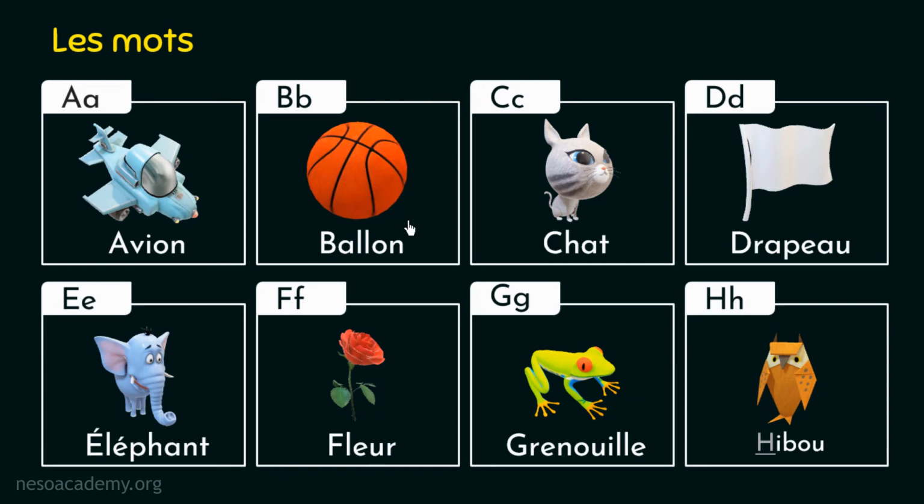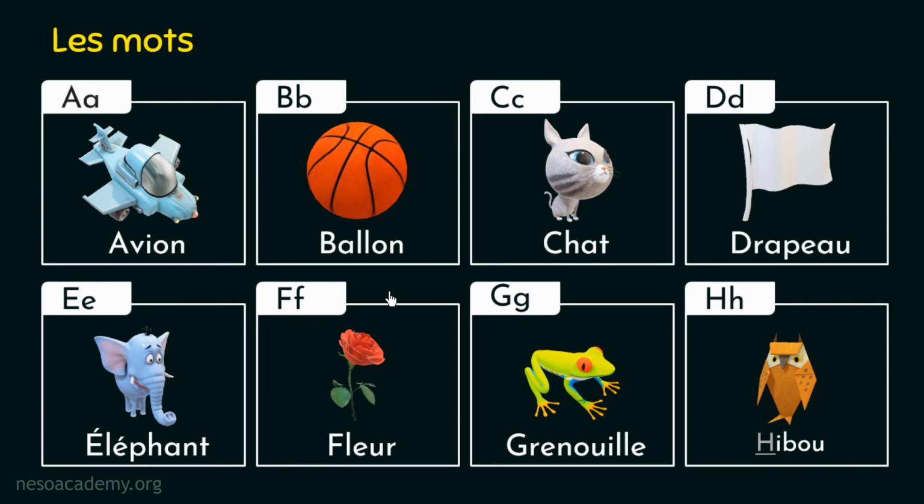Now let's move on to the third alphabet, that is C, and the French word associated with this alphabet is called as chat. Chat means a cat. And now let's move on to the fourth alphabet, that is D, and the French word associated with this alphabet is called as drapeau. Drapeau means a flag.